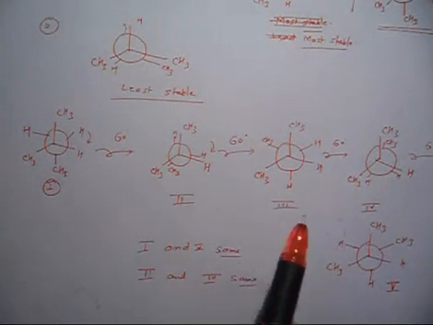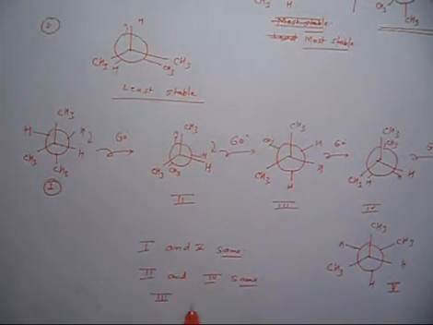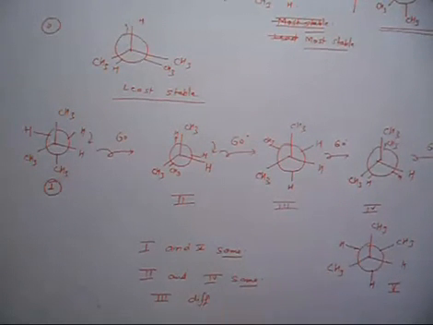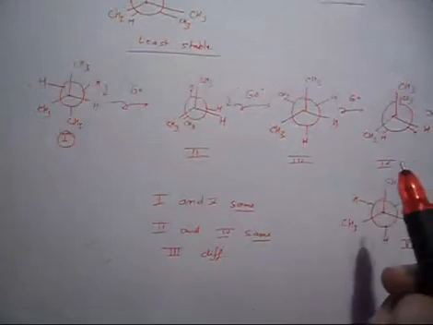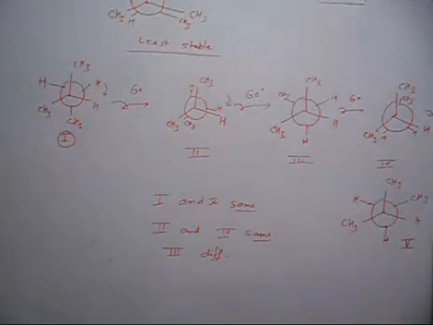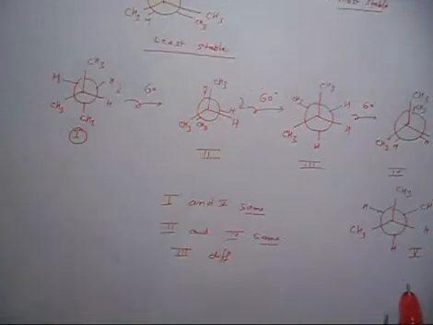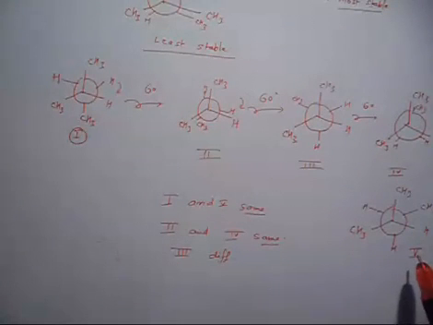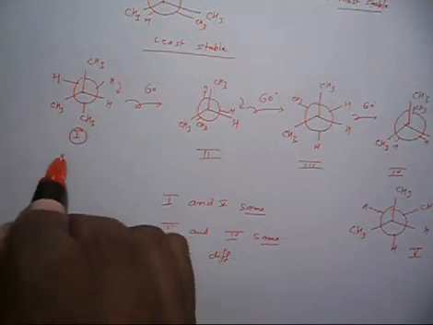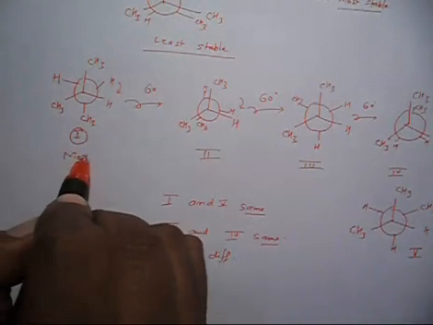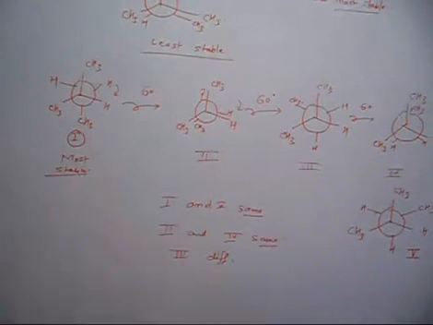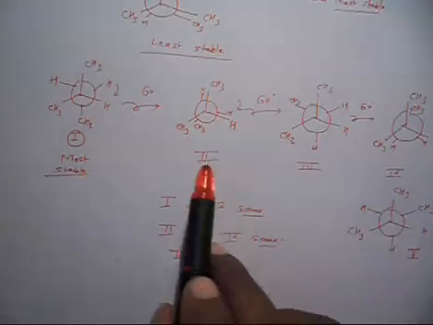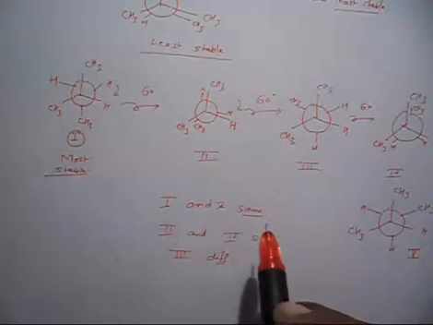But 3 is different, a different structure, and we know 3 is most stable. No, 3 is not most stable. So 1 is most stable and 5 is most stable. So this is the most stable. And now this one is the least stable. So 2 is the least stable.